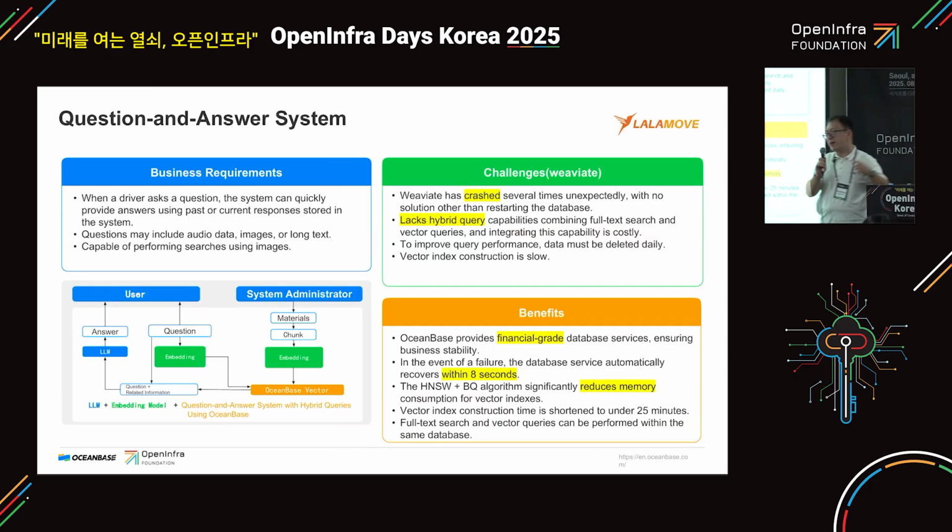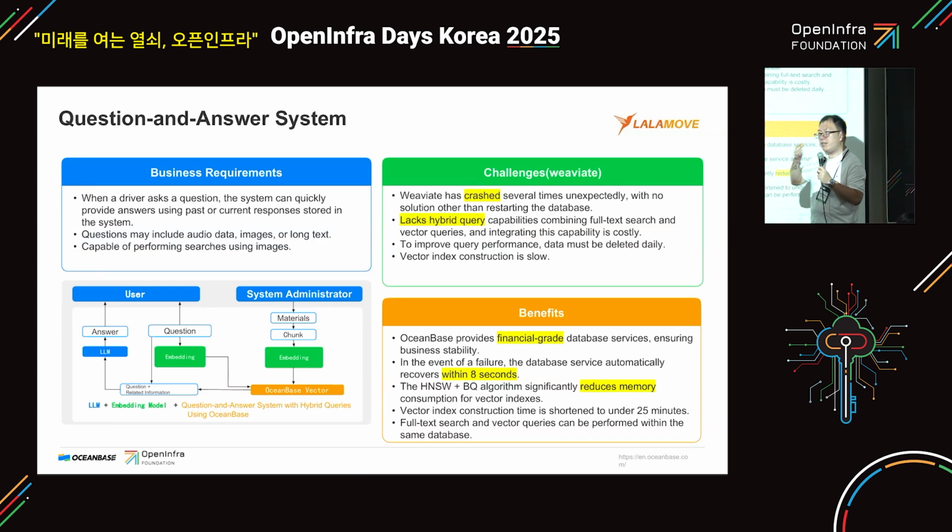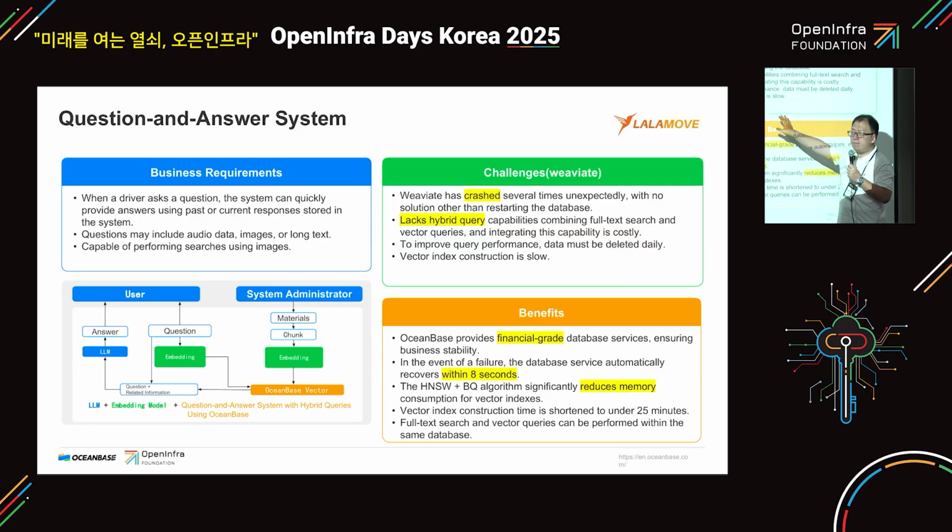The next case is from Lalamu. Lalamu needs a system to answer drivers' questions quickly, whether the question comes as an image, audio, or long text, even supporting image search. But they were facing some challenges: their existing database service crashed frequently and lacked hybrid query capability, and vector index construction was slow.